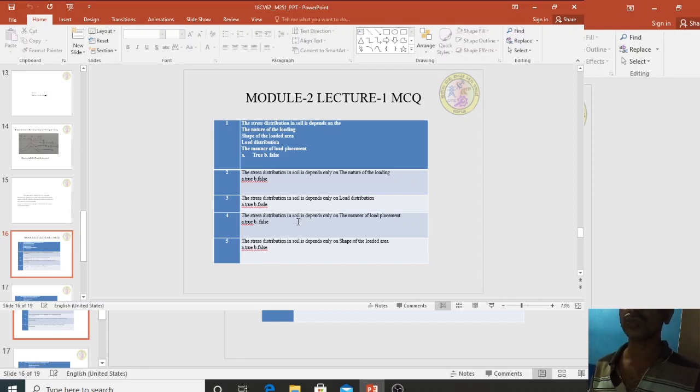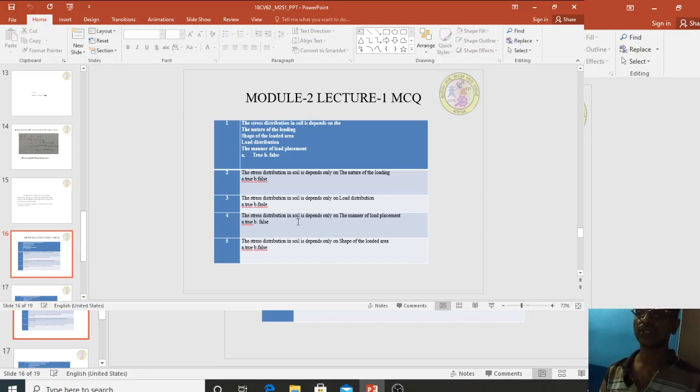Next question, the stress distribution in soil depends only on load distribution. Option A is true, option B is false. Here option B is false. Next question, the stress distribution in soil is depending only on the manner of load placement. Option A is true, option B is false. It is false. It is not only depending on the manner of the load application, it is also the stress history of the soil.